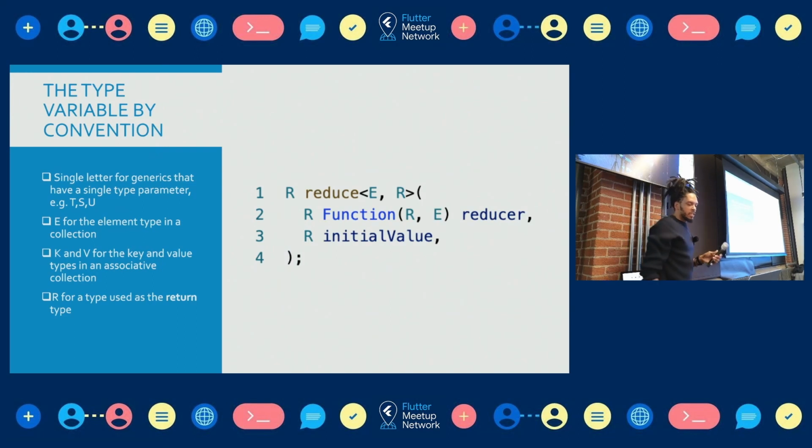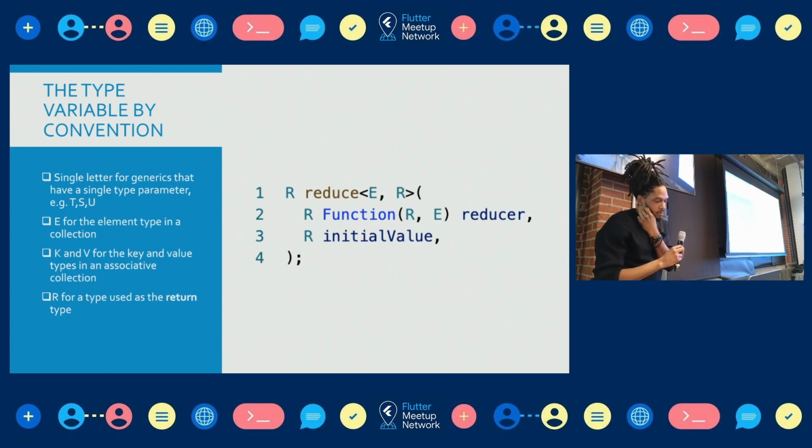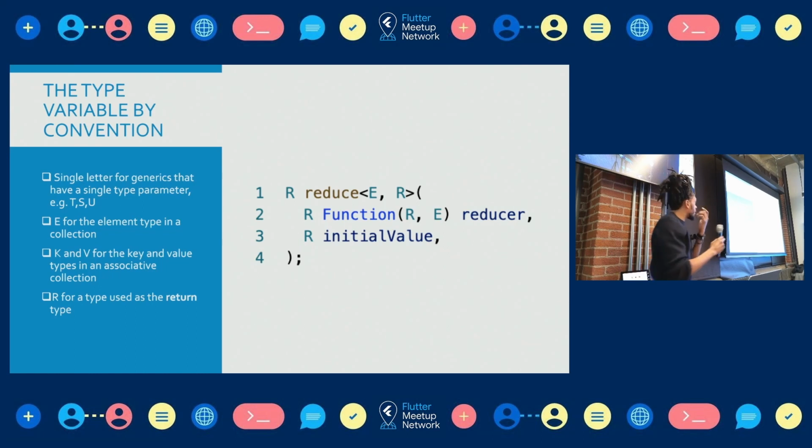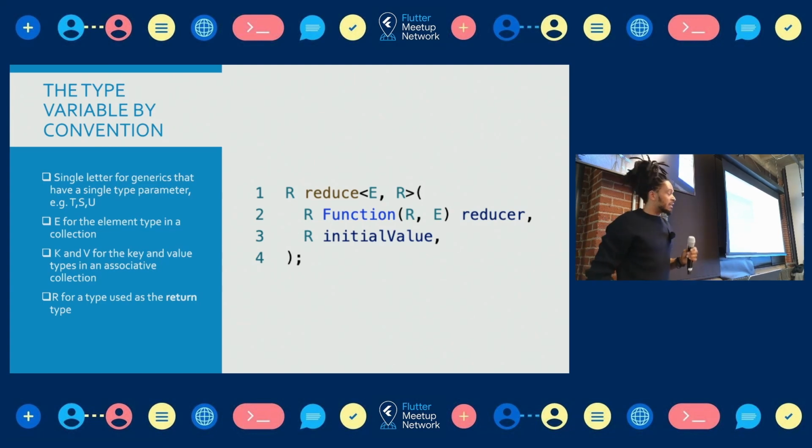By convention, generally, the types are a single letter. E for elements, KV for key value pairs, R for the return type. So these are the letters that we use by convention. And for the single letter types, we use a single letter, like T, S, U are the common ones. That's the convention, but descriptive names can also be good.